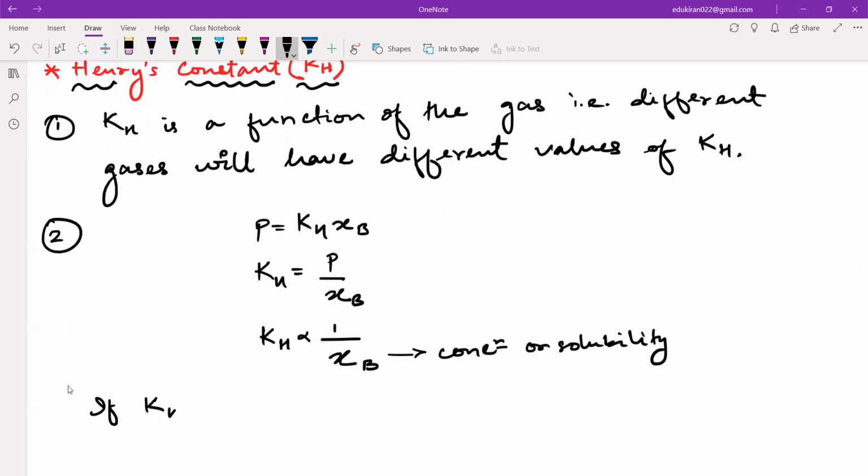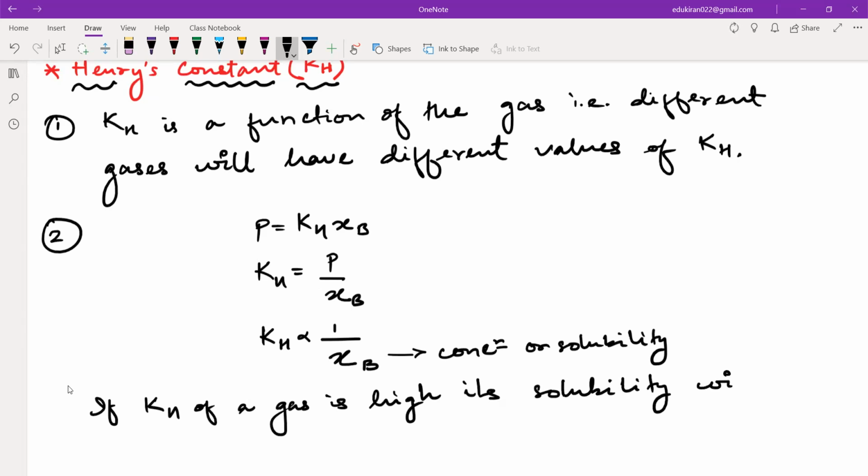If KH of a gas is high, its solubility will be low. Is that clear? Yes or no? Please tell me.